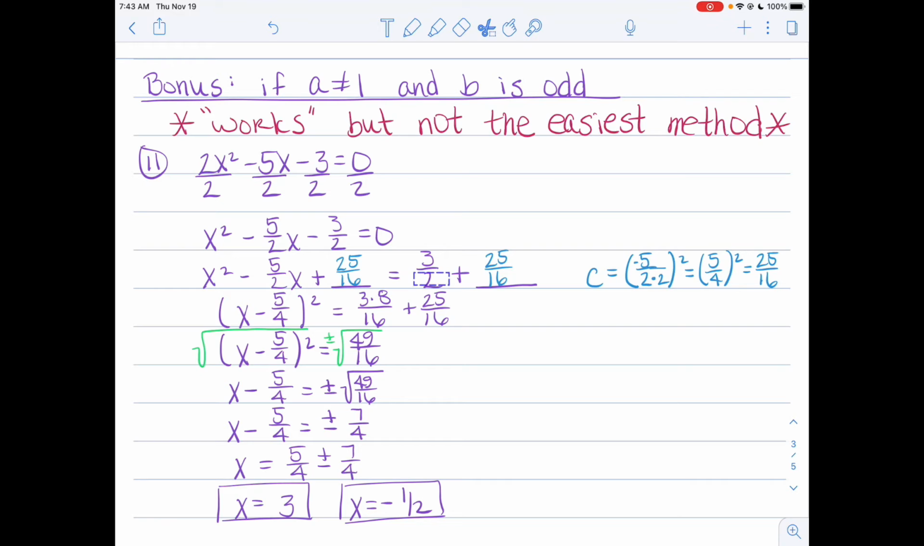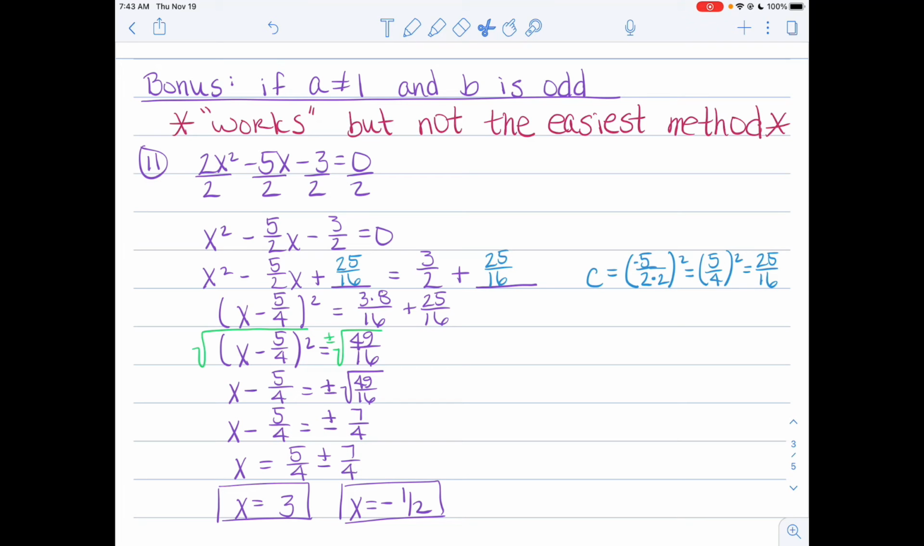And then over on this other side, I need to combine my fractions, and so I notice that 16 can be a common denominator. And if I have a common denominator of 16, I get 16 by multiplying 2 times 8, which will give me 24. 24 plus 25 gives me 49 here. So now I'm ready to take square roots.